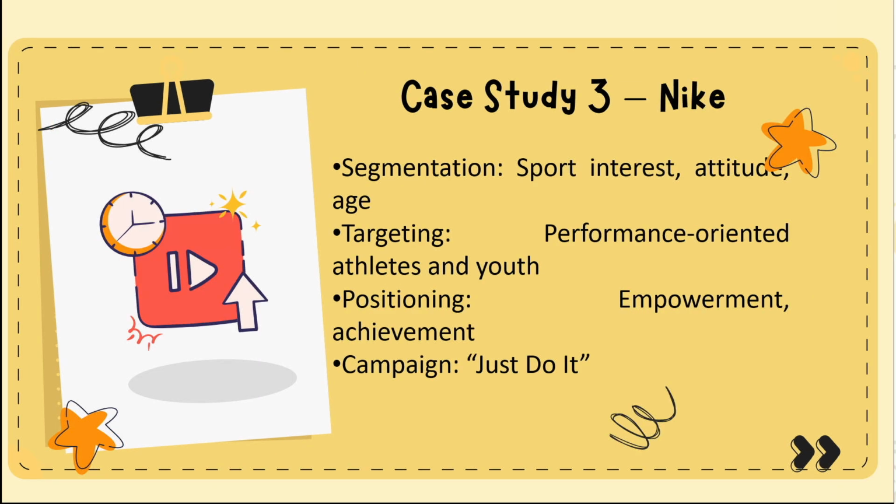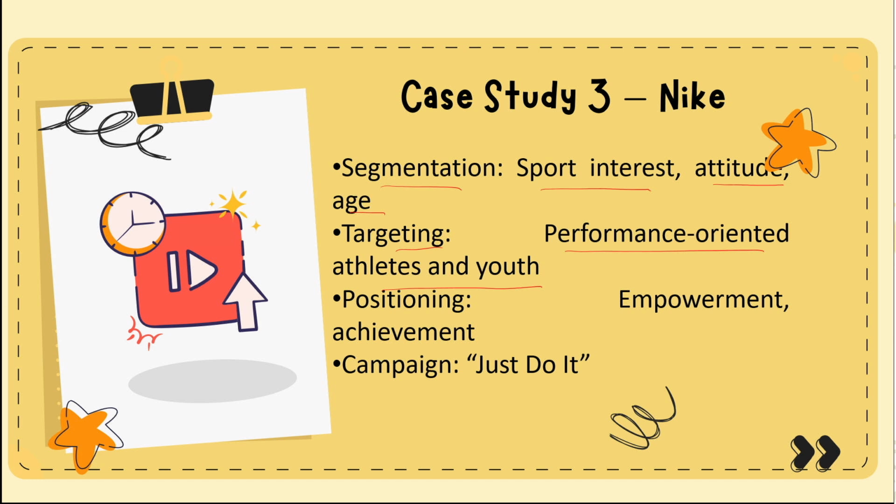Now, case study 3, Nike. We discussed this case from different angles in earlier modules, but again we want to discuss it because of something very crucial, something very unique related to this brand. Their segment is sport interest and attitude, age, something related to behavior, psychography, and demography. Their target is performance-oriented athletes and youth. They identified those as their target market.